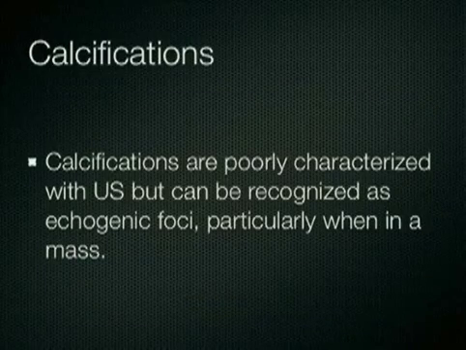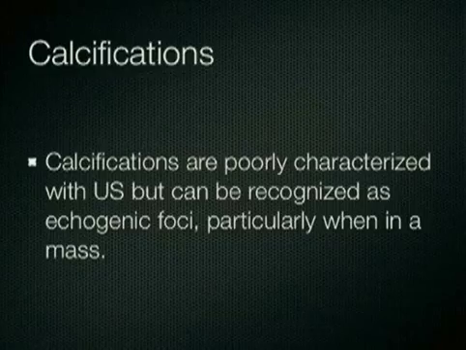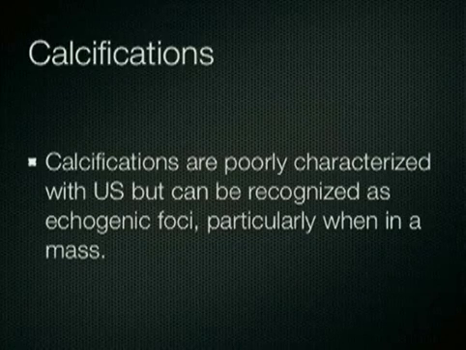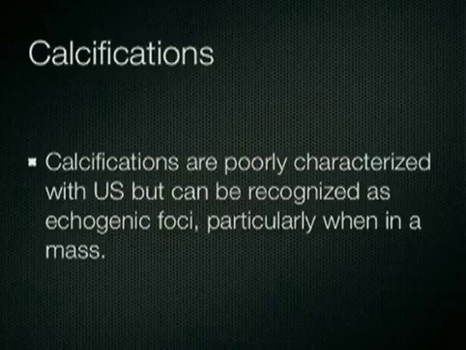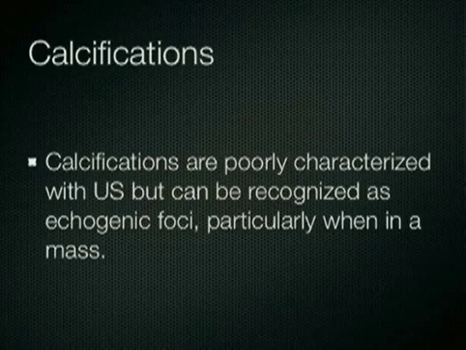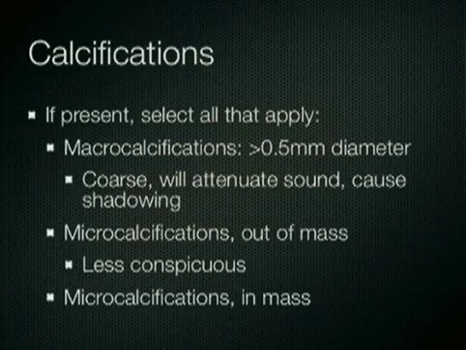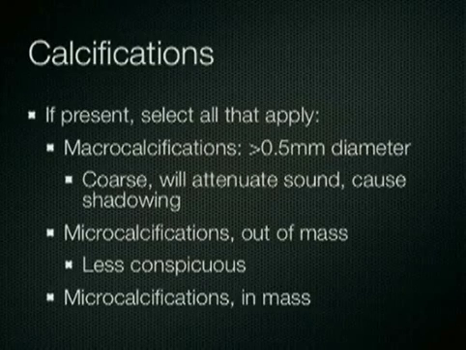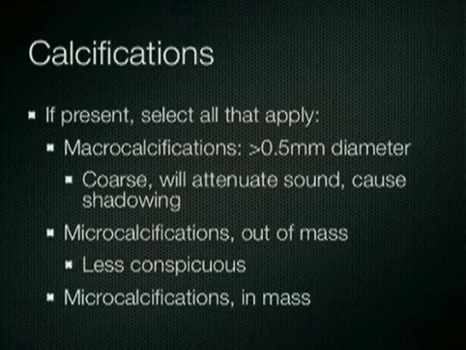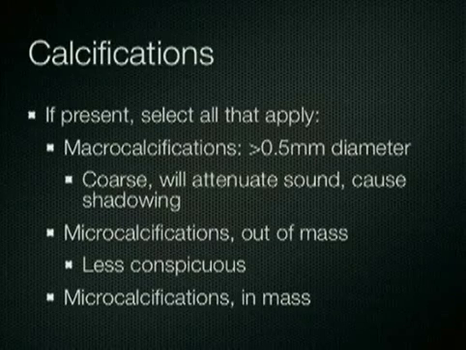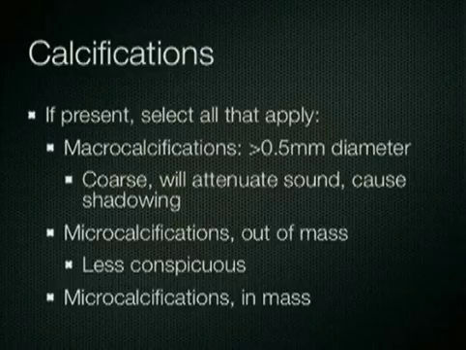Ultrasound is not ordinarily viewed as an effective means to evaluate the breast for calcifications. However, when areas of calcification are seen mammographically, they can often be localized and identified with ultrasound. Calcifications may be described in terms of their size, with macrocalcifications applied as a term to be used when calcifications are more than 0.5 millimeter in diameter. These are often coarse and will attenuate sound, causing shadowing, and are commonly seen in fibroadenomas.